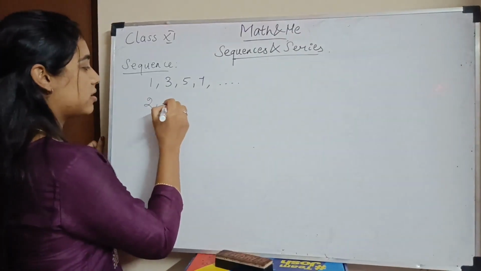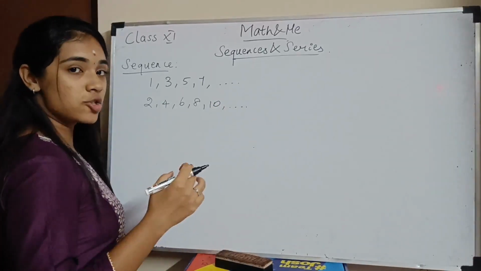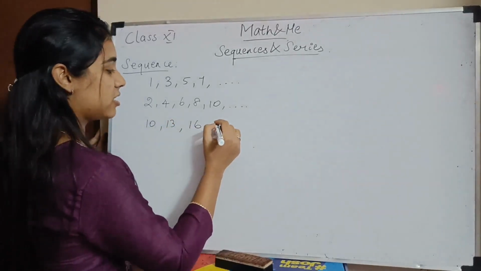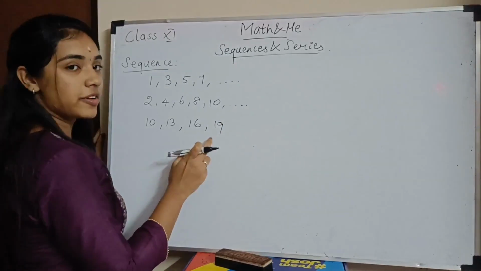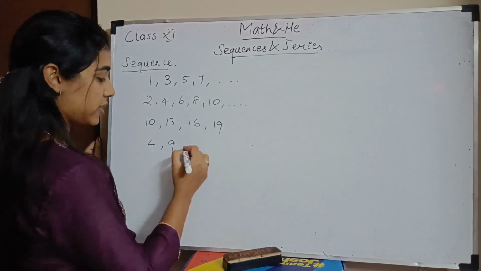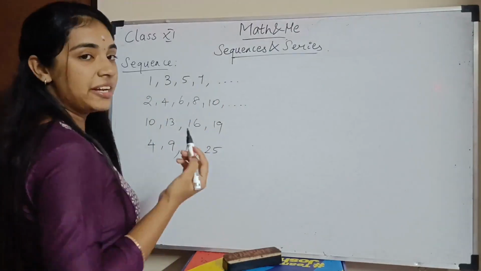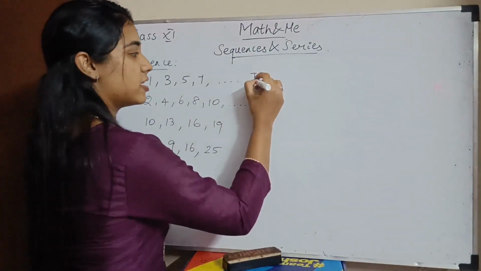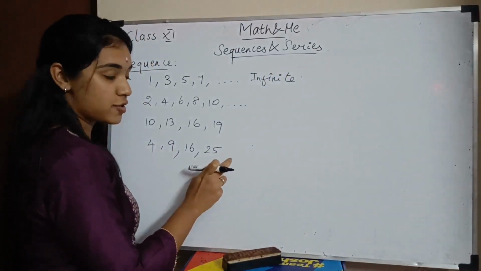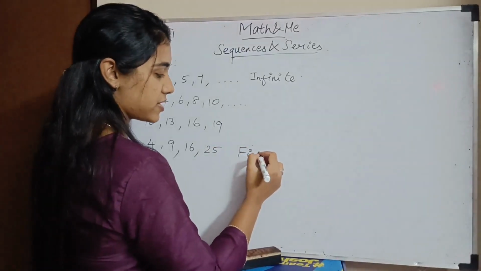It can also be something like this. So this is a sequence of even numbers. It can also be something random. It can be 10, 13, 16, 19. So this is with a difference of 3. Correct? It can also be squares. It can be 2 square, 3 square, 4 square, 5 square. Okay? But this is an infinite sequence because you can see the dots here. Here this stops at some point. There are no dots, which means this is a finite sequence.